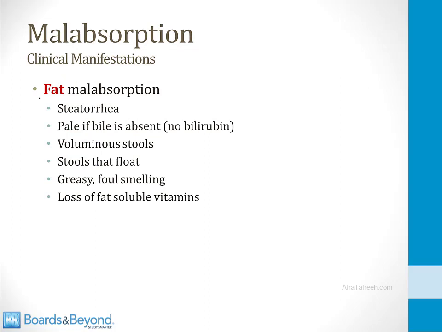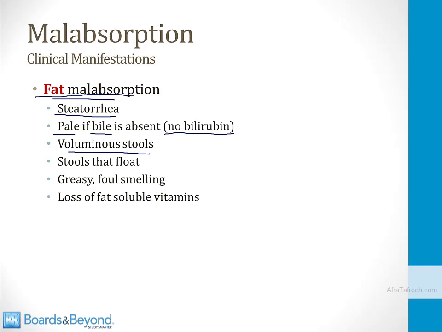And let's start by talking about malabsorption of fat. When you cannot absorb fat properly from the intestines, you develop steatorrhea, which literally means fat in the stool. Steatorrhea can be pale if bile is absent. You need bile in order to absorb fats. So if you do not have bile flowing, and that's the cause of fat malabsorption, you will not have bilirubin in the stool, and bilirubin is what turns your stool dark brown. So if bile is absent, this will result in pale stools, which are often seen in fat malabsorption from problems with bile.